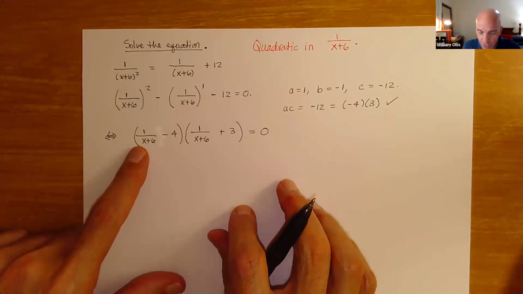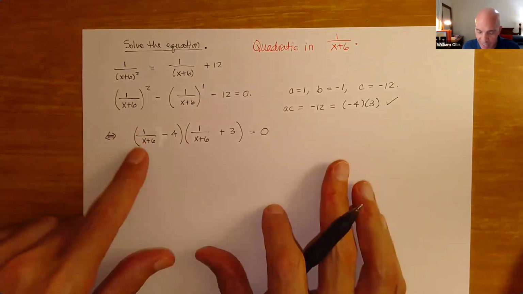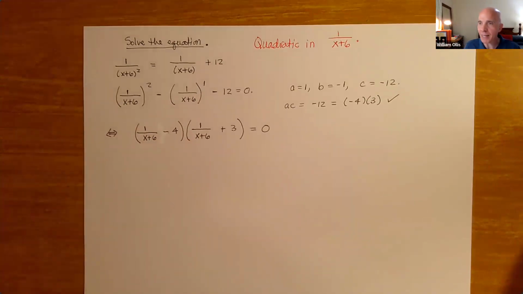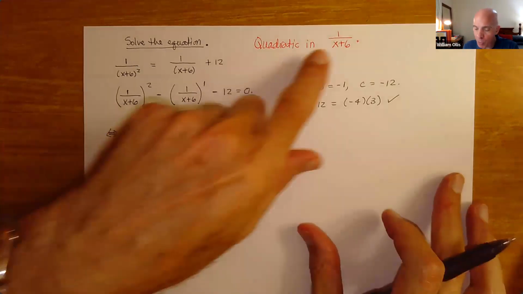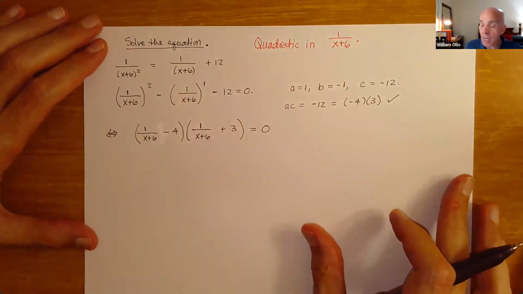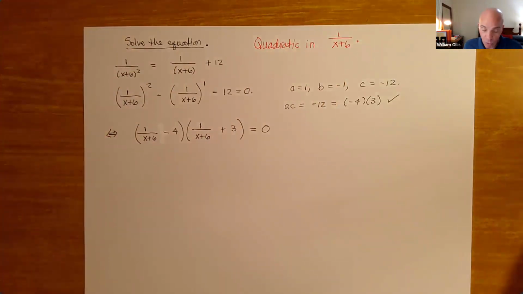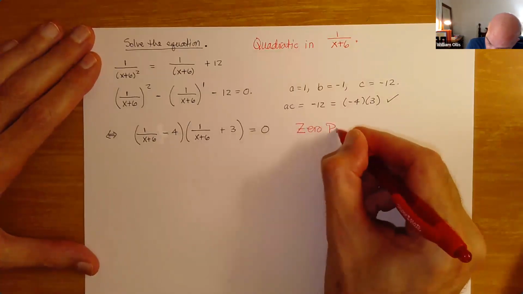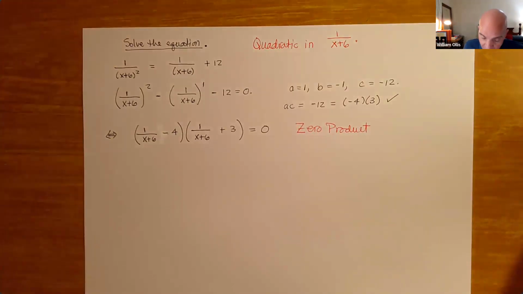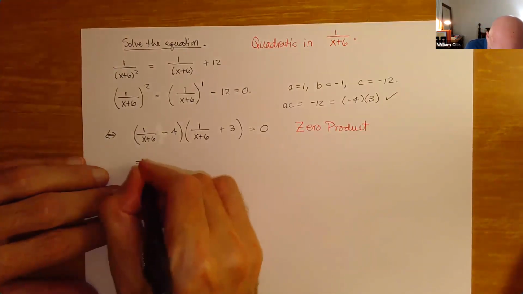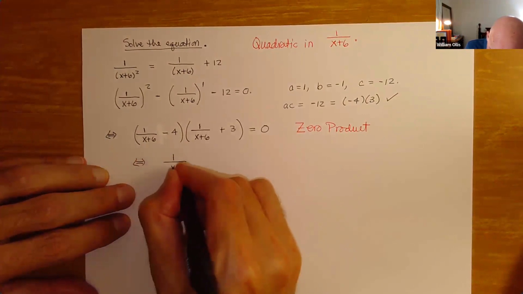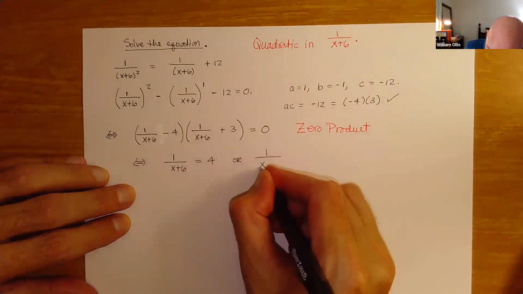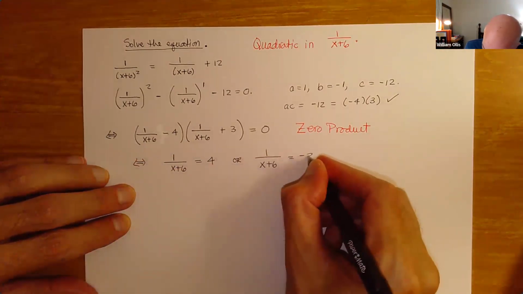So this is like, if you want to just think in the old times, we had x minus 4 times x plus 3 equals 0. That would be if we just had plain old quadratic in x. But now we have quadratic in 1 over x plus 6, but there's no difference. We're good to go. We've got the linear factors, and we use the zero product property. So we just set each of the factors to 0. So equivalently, 1 over x plus 6 equals 4, or 1 over x plus 6 equals -3.